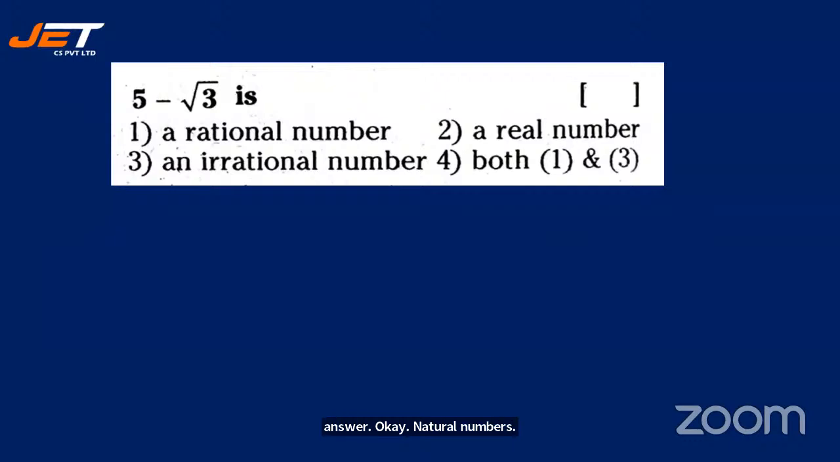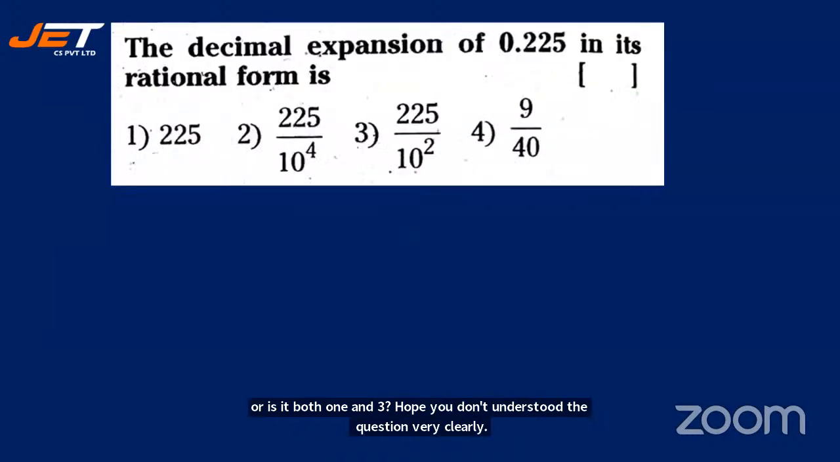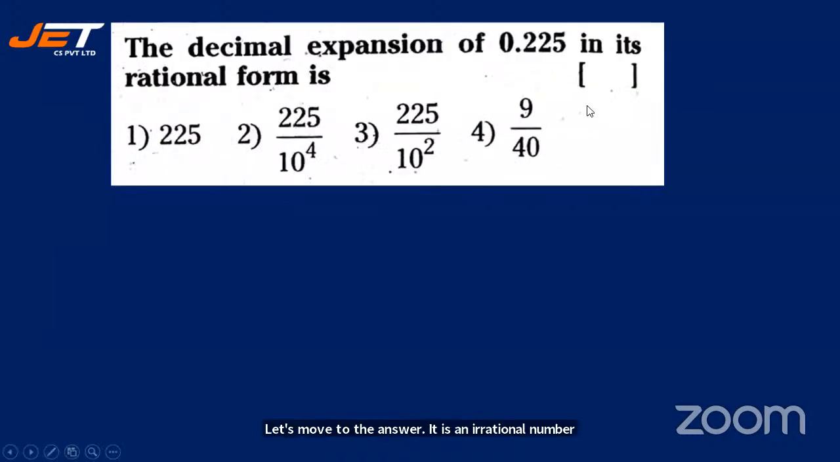5 minus root 3 is dash. Is it a rational number, real number, irrational number, or is it both 2 and 3? Hope you have understood the question very clearly. Let's move to the answer. It is an irrational number only. All right. Let's move on to the next question.